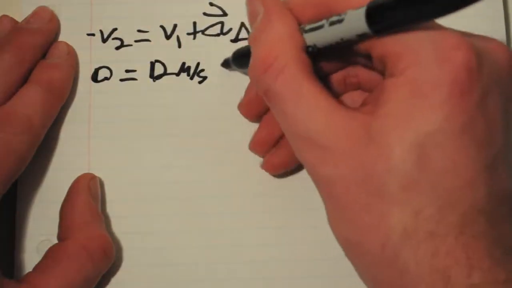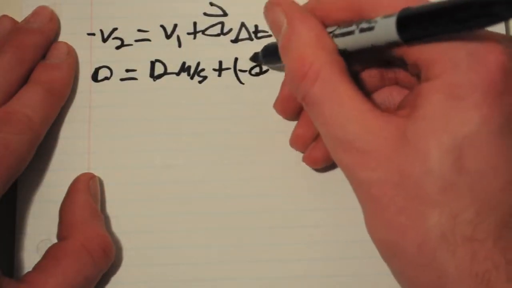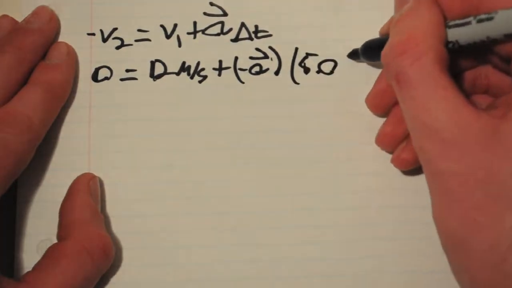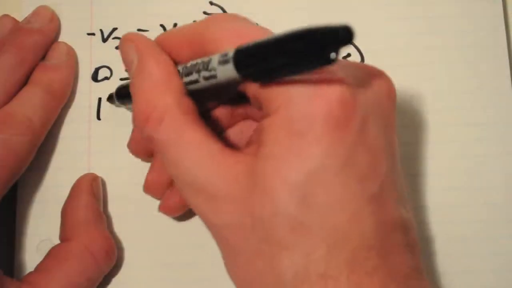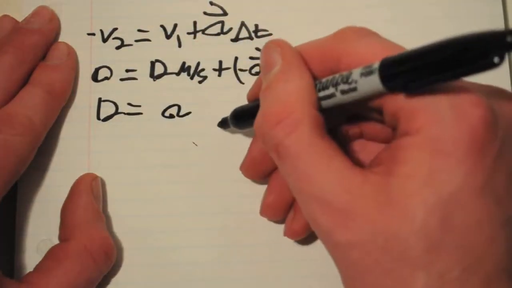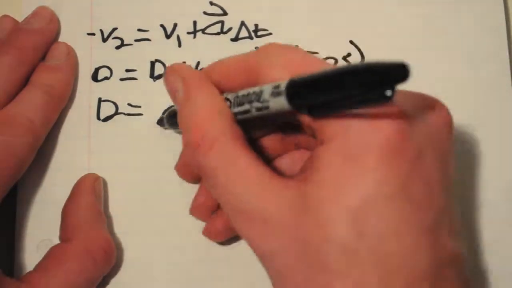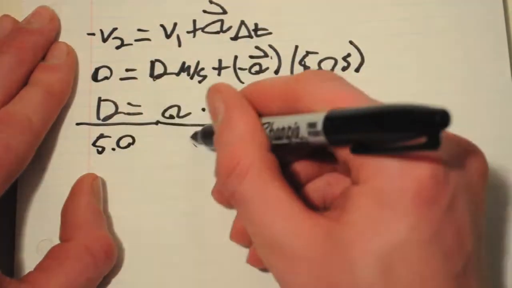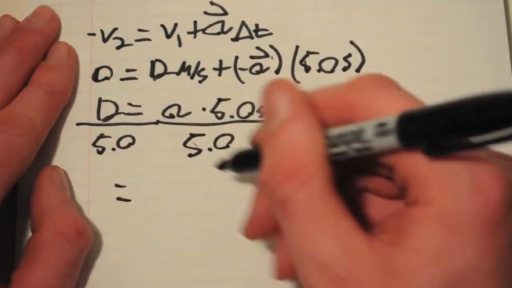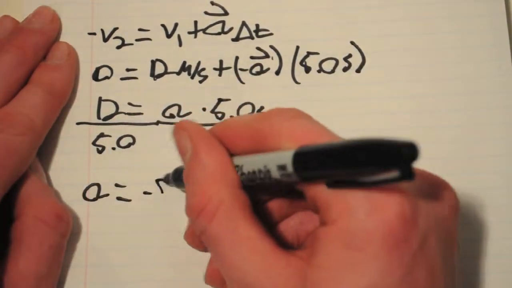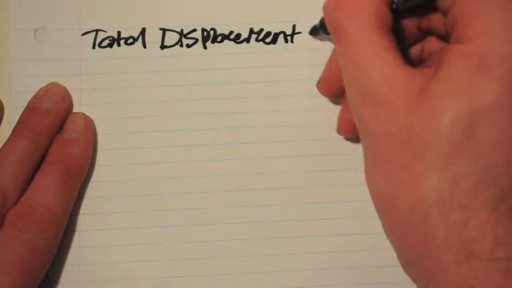Next, our second velocity is zero. So 0 equals 12 meters per second, and no value for the acceleration yet, plus acceleration times 5 seconds. Everything divides by 5 seconds, and so 12 divided by 5 is 2.4 meters per second squared. It's decelerating, so it's in the negative.